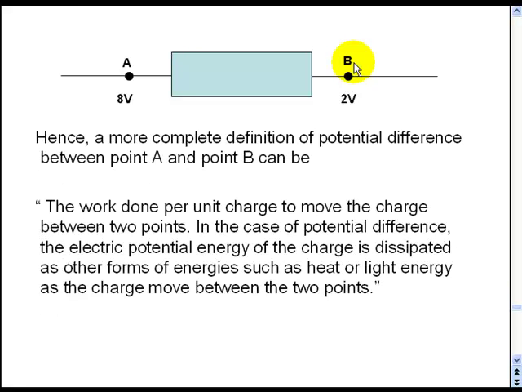Hence, a more complete definition of potential difference between point A and point B can be the work done per unit charge to move the charge between 2 points. In the case of potential difference, the electric potential energy of the charge is dissipated as other forms of energies such as heat or light energy as the charge moves between the 2 points.